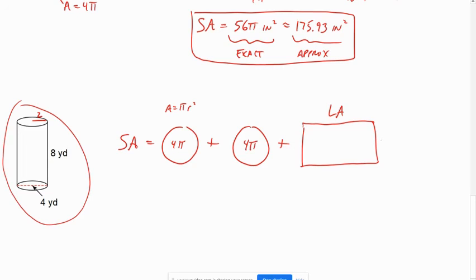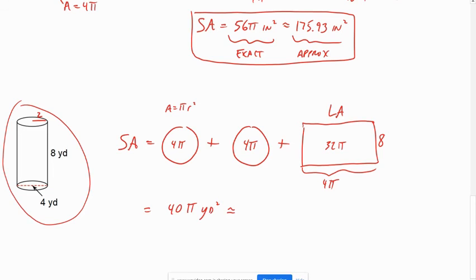The rectangle that wraps around it has a height of 8, and then remember, to get this dimension, that's got to be the same as the circumference, which is also 4 pi in this problem. Circumference is 2 pi r, so that is 4 pi as well. So our area of our rectangle is 32 pi, because it's 8 times 4 pi. And so our total surface area is 4 pi plus 4 pi plus 32 pi, which is 40 pi. And that's in square yards.